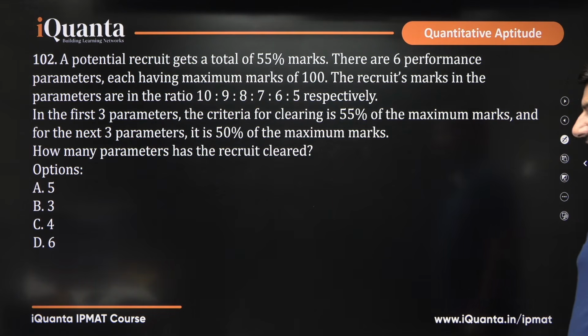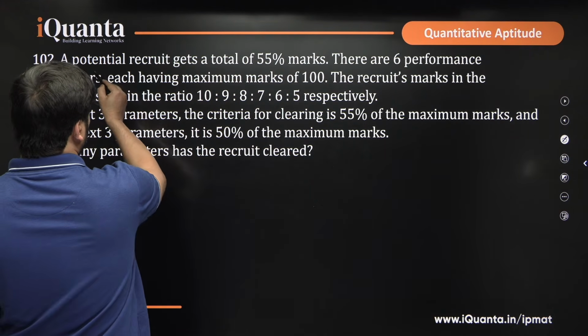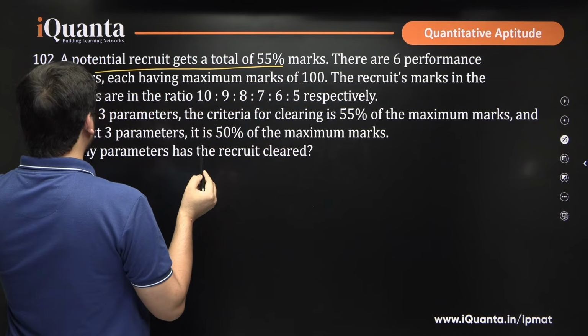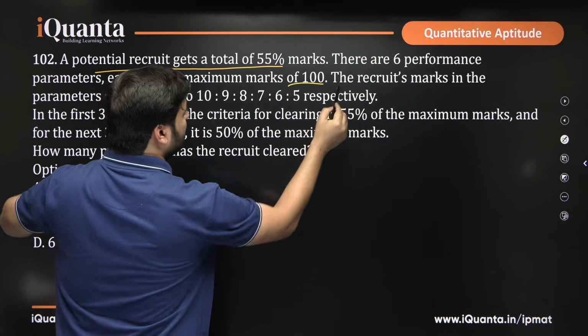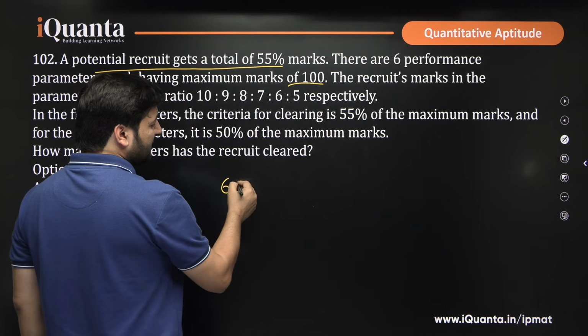How many parameters has the recruit cleared? Okay, 55% marks out of the total, this is what he is getting. 6 performance parameters, each having maximum marks of 100. So, if there are 6 subjects, each having 100 marks, obviously total marks will be 600.